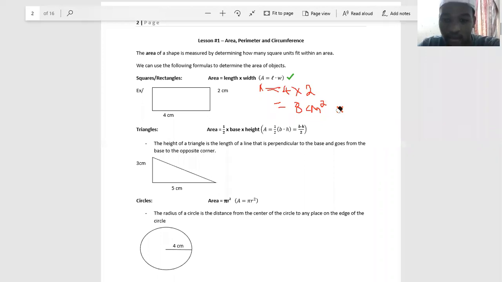And then from there, the area of a triangle. As I said, I will give you questions to help you understand.